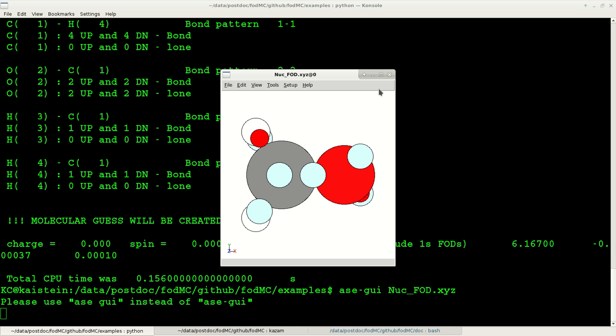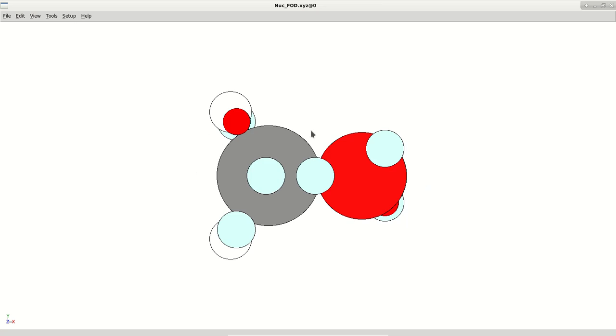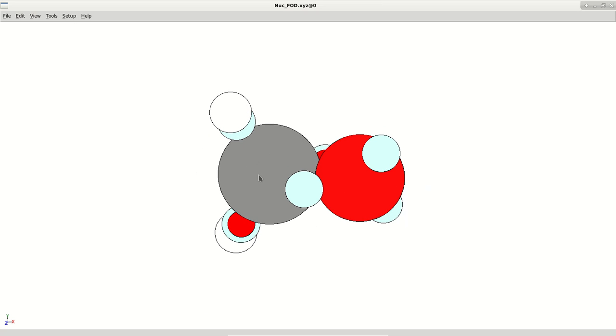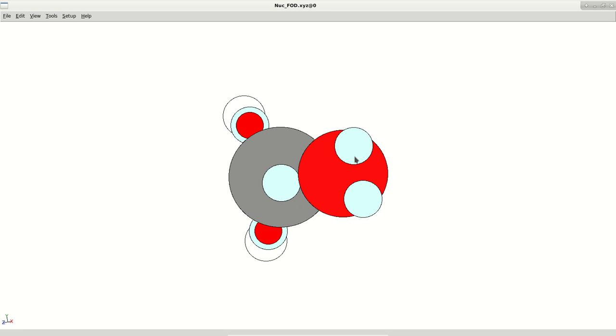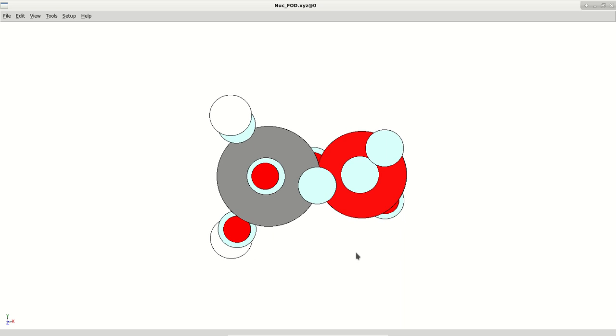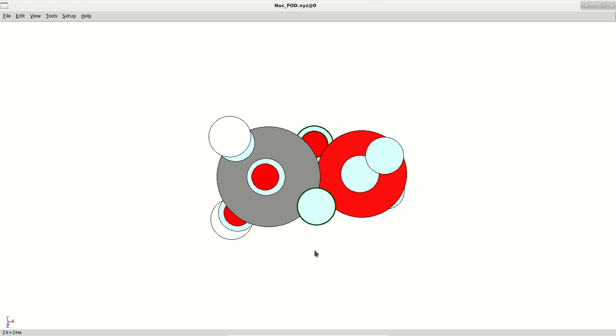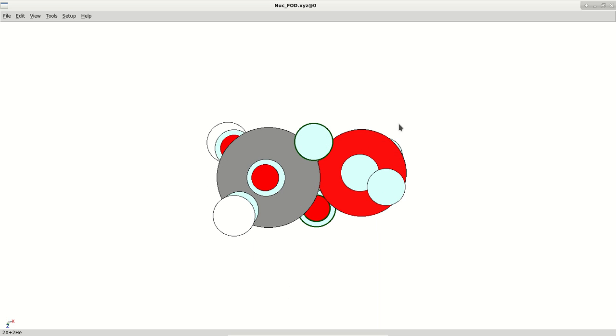And if we now analyze this guess visually, we see, of course, the carbon-hydrogen bonds are fine, but we have 2 pairs of up and down FODs in the lone region of oxygen. We have an additional 2 pairs of up and down FODs in the bond region between carbon and oxygen. So these are our bond FODs. And this picture makes much more sense.